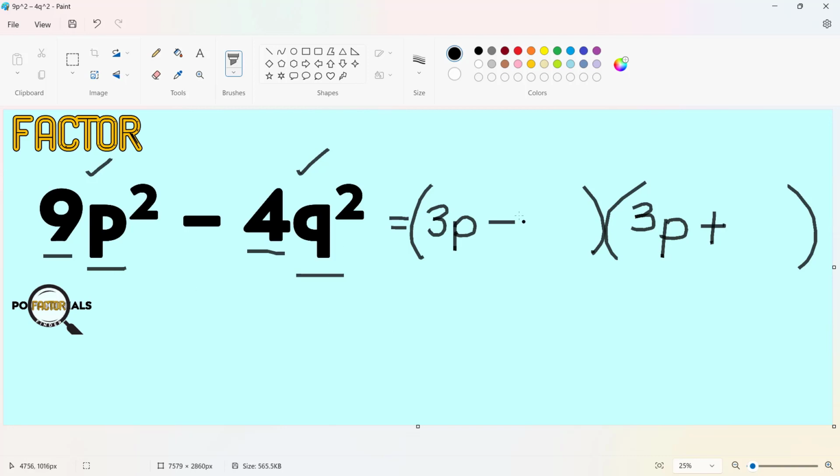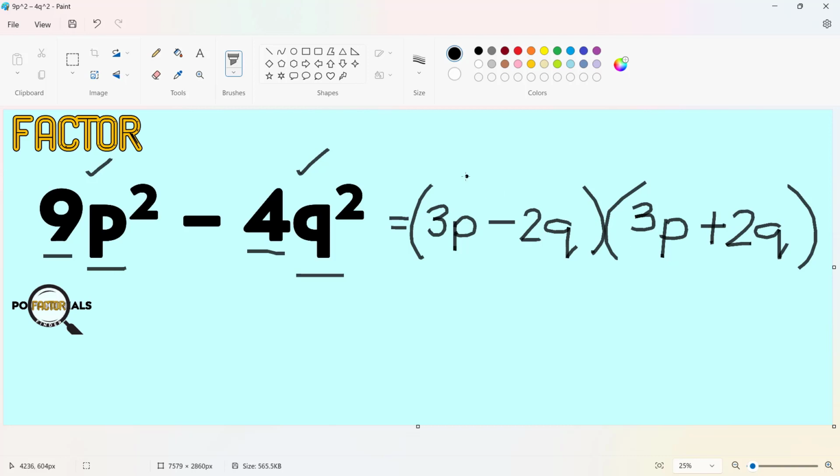Next, of course, the operations are different. Let's proceed to the second term. The square root of 4 is 2. So place 2 here as well. The square root of q squared is q. And you place it here as well. So these are the factors for this polynomial that is considered a difference of two squares. We'll have two binomials of the same first and second term, but different operations separating those terms.